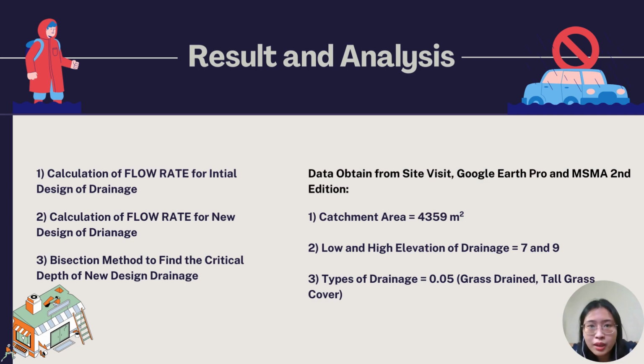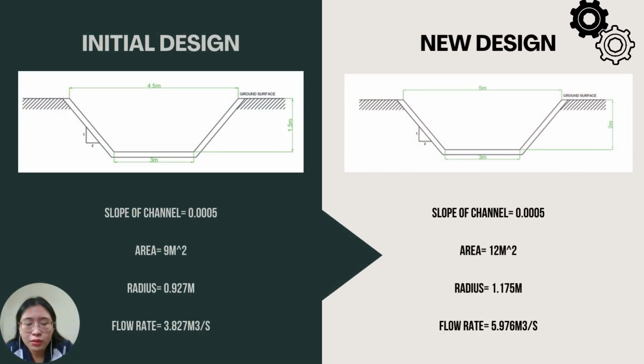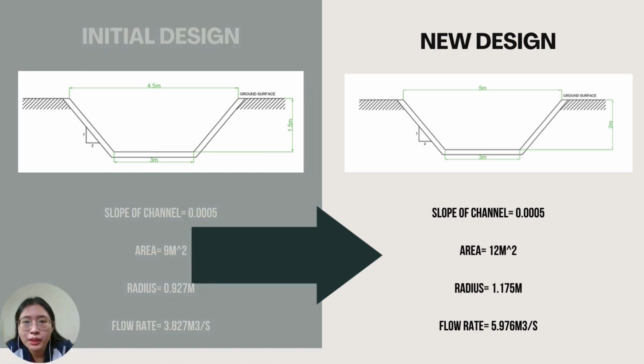So we have the catchment area, which is 4,359 meters square, and the low and high elevation of the drainage, which are 7 and 9. And lastly is the type of the drainage, which is 0.05. Here is the comparison of the flow rate results for the initial design and the new design. On the left-hand side, the initial design with a critical depth of 1.5 meter gives a flow rate of 3.827 meter cube per second. However, the new design on the right-hand side, with a critical depth of 2 meter, gives a flow rate of 5.976 meter cube per second.